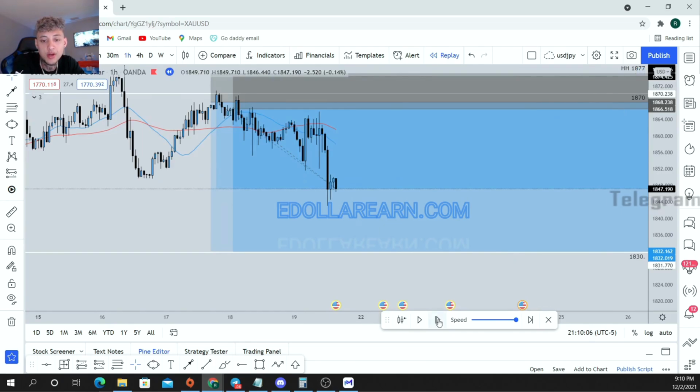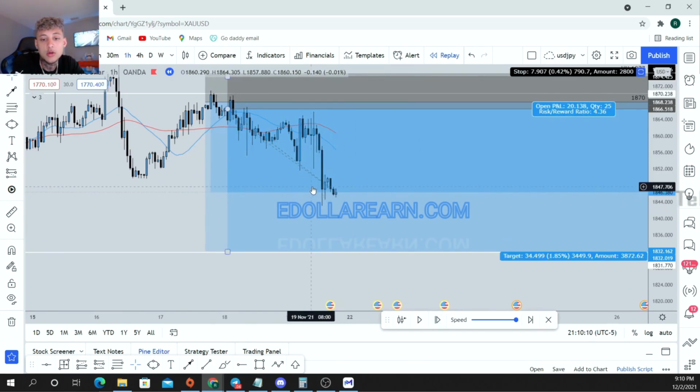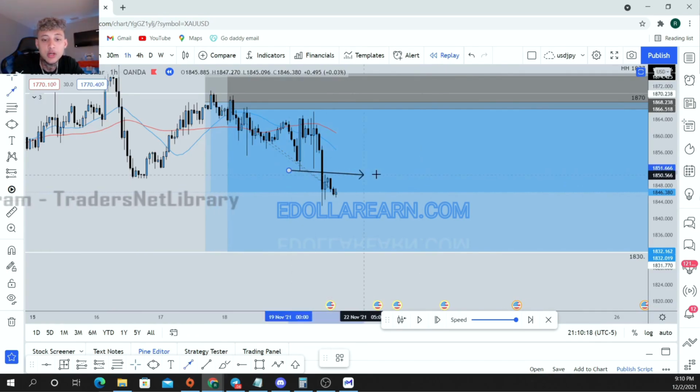So now if price actually breaks under this low and makes a new low, what you could do is trail your stop to about right here, where if price breaks this lower high point, you can close your position, and that's active trade management.